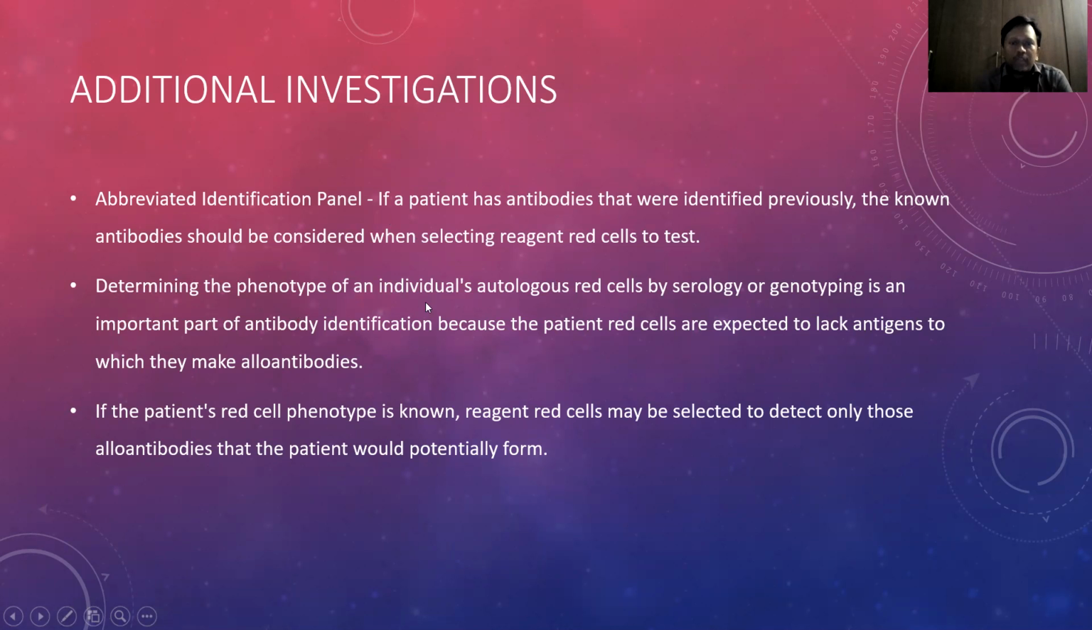Similarly, determining the phenotype of the individual's autologous red cells by serology or genotyping is an important part, because we know the patient's red cells are expected to lack antigens to which they make alloantibodies. If the patient's red cell phenotype is known, reagent red cells may be selected to detect only those alloantibodies that the patient would potentially form.